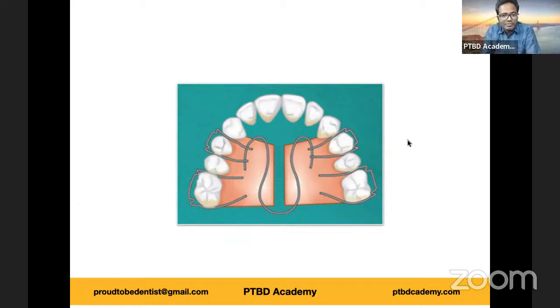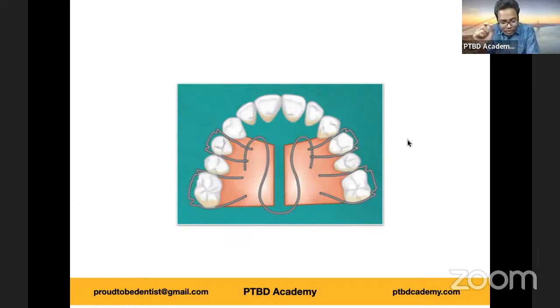It was introduced by a person. If I name the person again, you'll identify the appliance easily. It is a strong spring which is made of heavy thickness stainless steel wire, that is 1.25 mm stainless steel wire. It is indicated in slow expansion of the maxillary arch, in correction of posterior crossbite, in conditions requiring differential expansion.